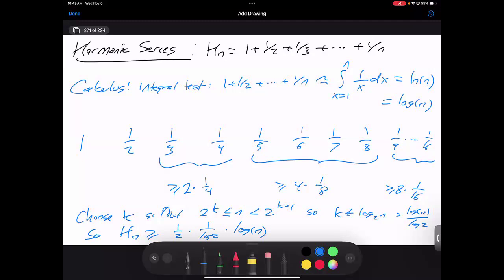You could similarly get an upper bound, right? With 1/2 plus 1/3, each one of them is at most 1/2. 1/4, 1/5, 1/6, 1/7, each one is at most 1/4. You can get upper bounds. And this shows you that the harmonic numbers are on the order of log n. I don't know what the constant is. It turns out the constant is 1, but it's an elementary calculation. I don't need calculus to do this.